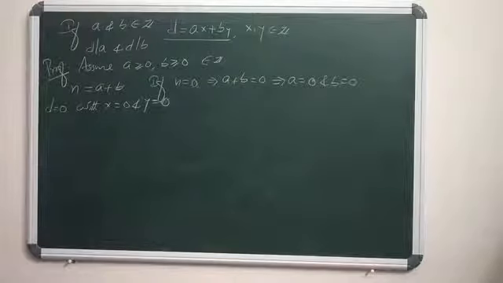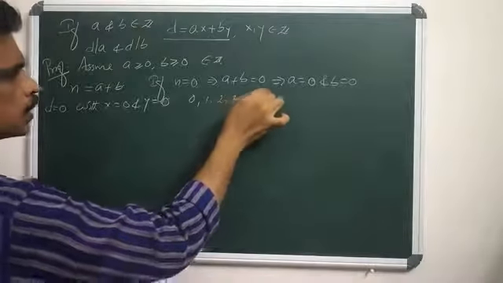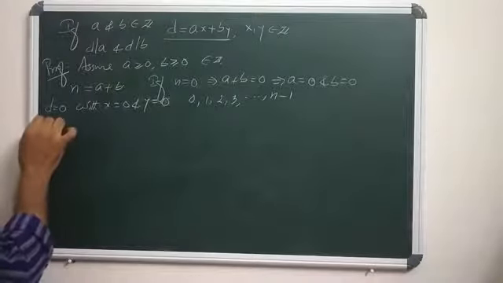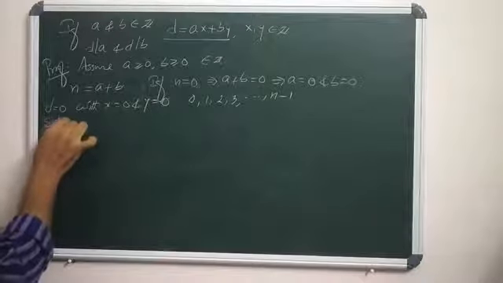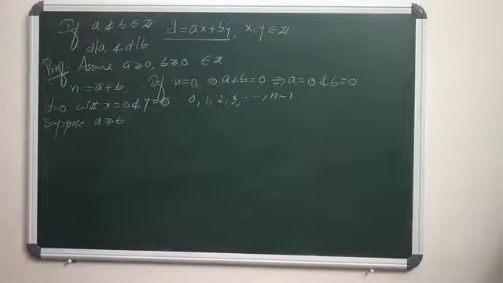Now for induction, we assume that the result is true for 0, 1, 2, 3, etc. up to n minus 1. This is our assumption. Now suppose A is greater than or equal to B. This is only for our convenience.